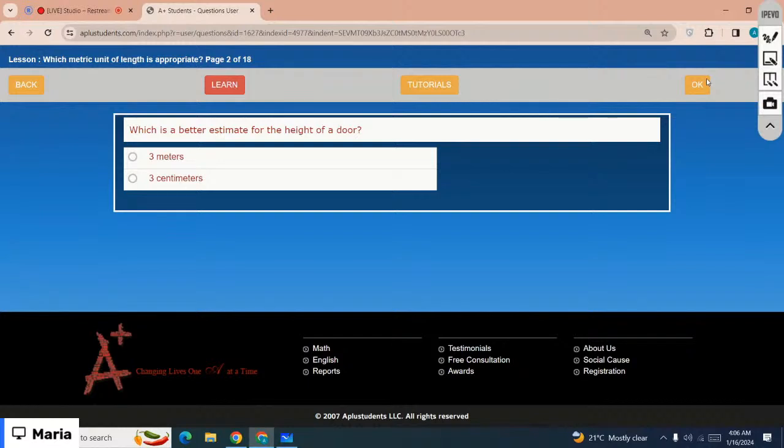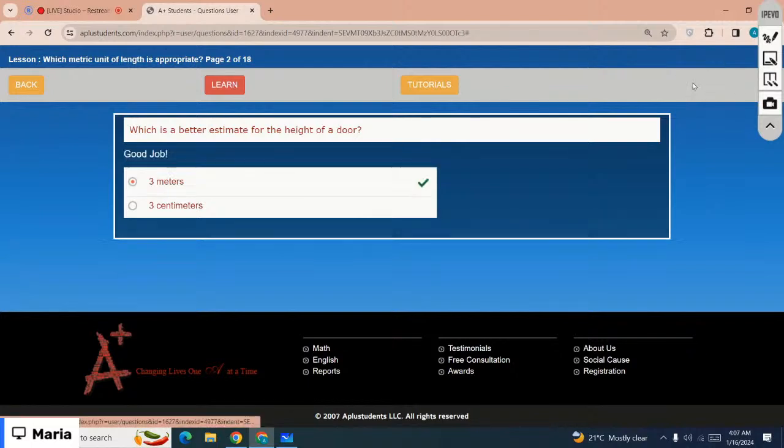Which is a better estimate for the height of a door? 3 meters or 3 centimeters. Which is the correct option? Yes, for the door, it would be 3 meters, right? Because centimeter is too small for the door. Got it?